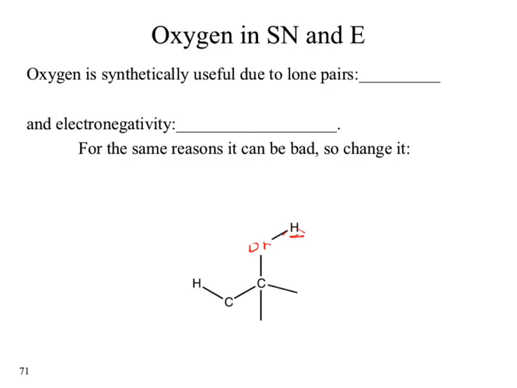What if I wanted to get rid of that functionality altogether? In an elimination, what would I need to do? Convert it to? An elimination results in a what? A pi bond.